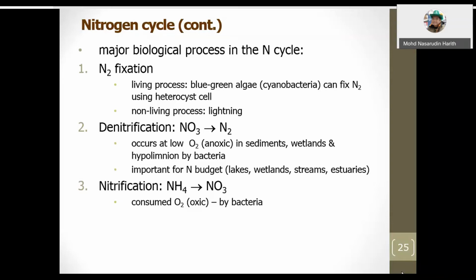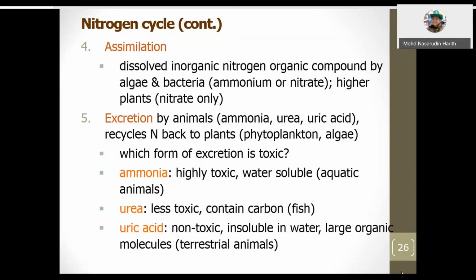Number three is nitrification, which consists of the change from ammonium to nitrate. In this process, bacteria consume oxygen in oxic conditions. Process number four is assimilation, which involves converting dissolved inorganic nitrogen to organic compounds by algae and bacteria, which use ammonium or nitrate, while higher plants use nitrate only. Number five is excretion by animals, which recycles nitrogen back to plants.